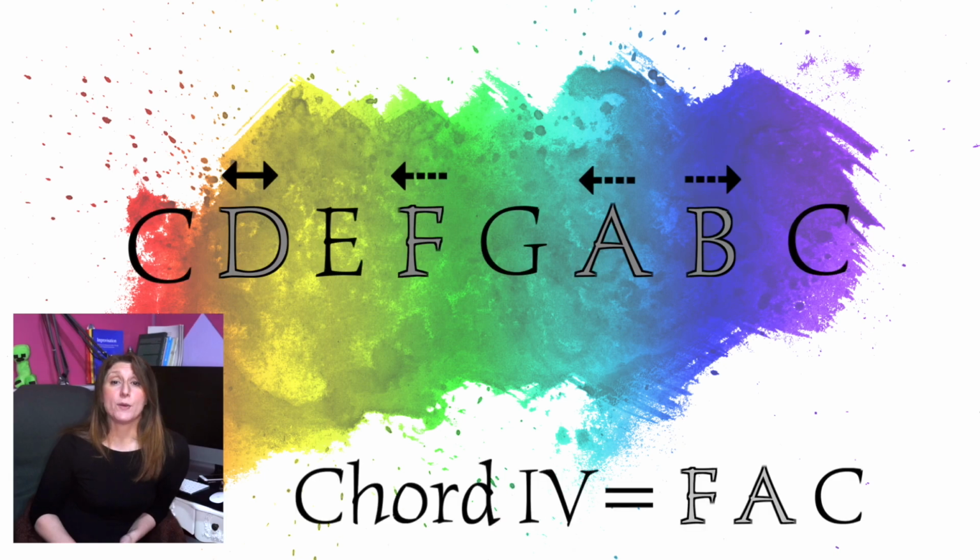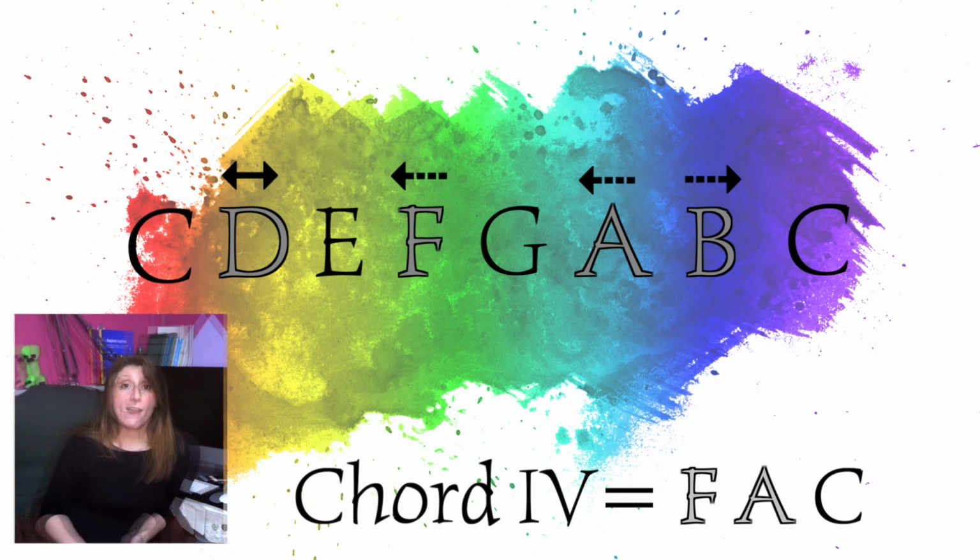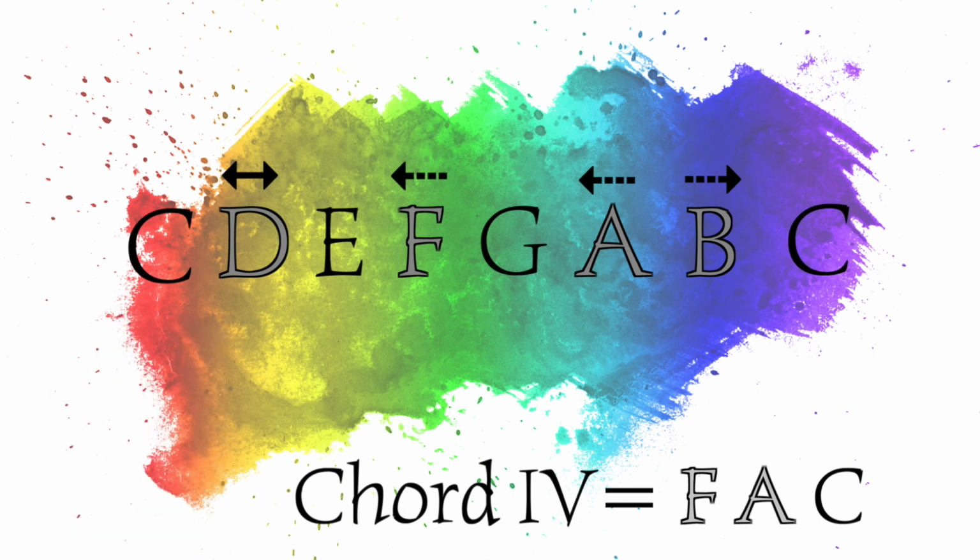We have the same process with F, that is formed by F, A, C, two active notes and one stable. F will be resolving in E, and A will be resolving in G. Again, the first triad gives us the sense of rest.